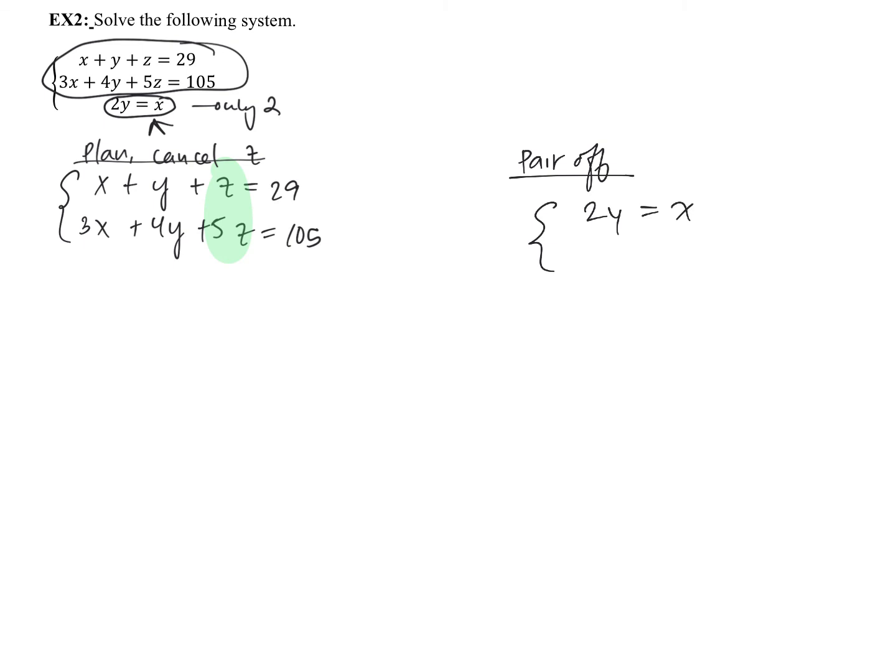In order to cancel the z's, this needs to become a 5z, which means I need to multiply everyone else by 5 as well. So multiplying 29 by 5, let's see what I get. 29 times 5, that is going to be 145. Okay, and that'll be 145. Alright, so let's go ahead and I'm going to rewrite this to make it look a little nicer. And then we want to cancel our z's.